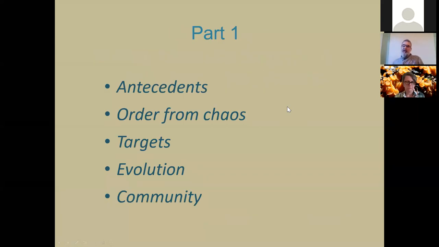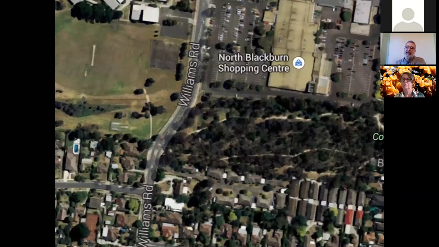So in this first part, I'm going to talk about the antecedents of Fungimap and a little bit about order from chaos, targets, the evolution of Fungimap and the Fungimap community. So going right back to the antecedents, I was thinking about my background and what it was that led to the idea of Fungimap.